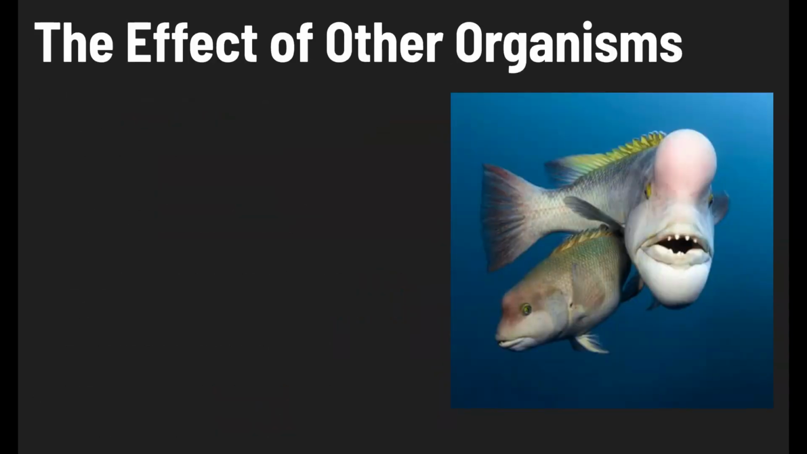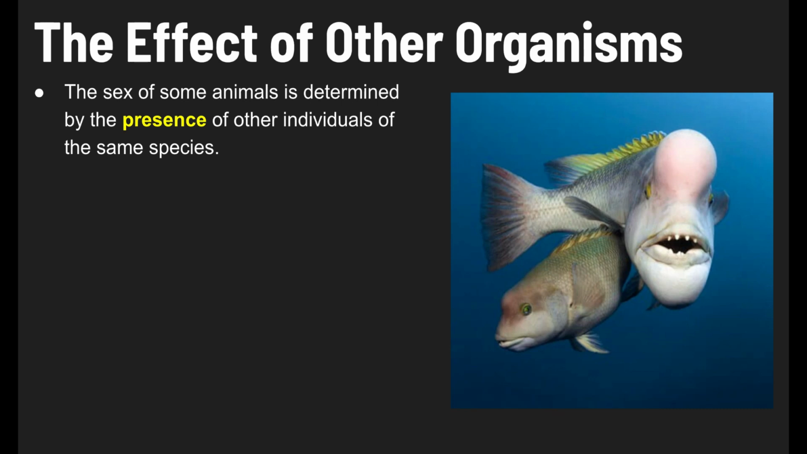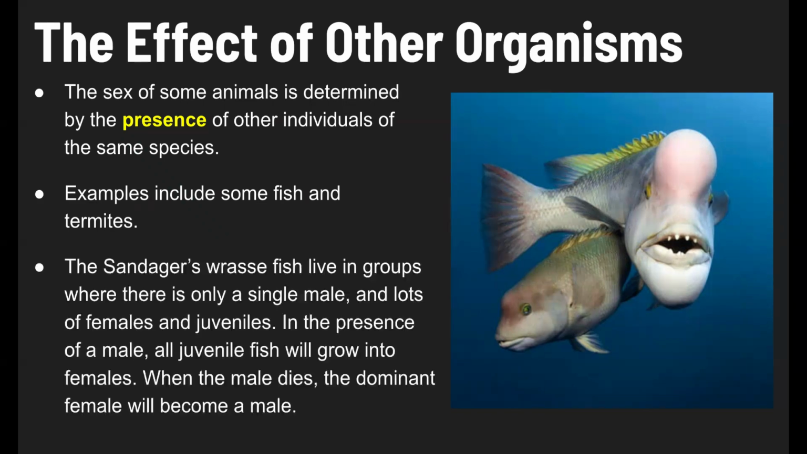All right, here's another example. This one's going to be about the effect that other organisms can have on the phenotype of a specific organism. So the sex of some animals is determined by the presence of other individuals of the same species. And examples of this would include some fish and termites. So I'm going to give you the example with the fish here. This is called the sandagger fish. They live in groups where there's only one male in the group, and the others are either all females or all juveniles. So they're not mature sexually, they can't reproduce yet.